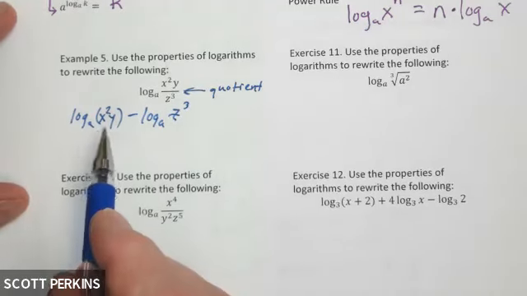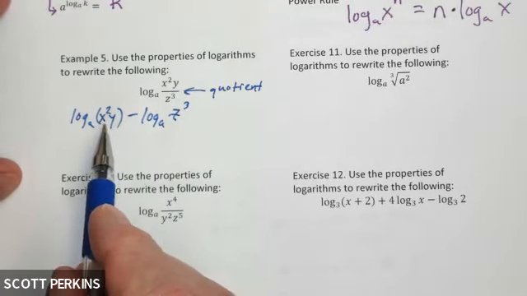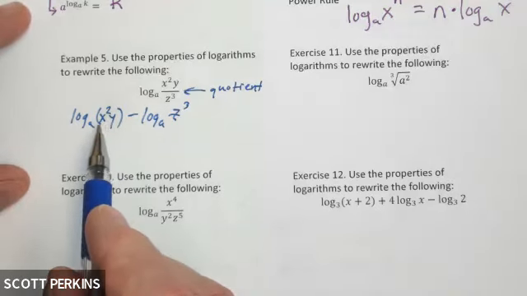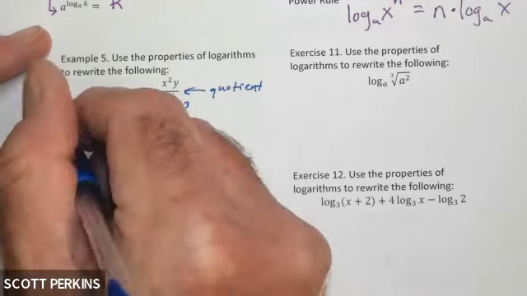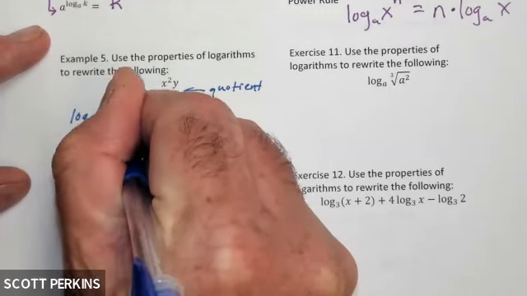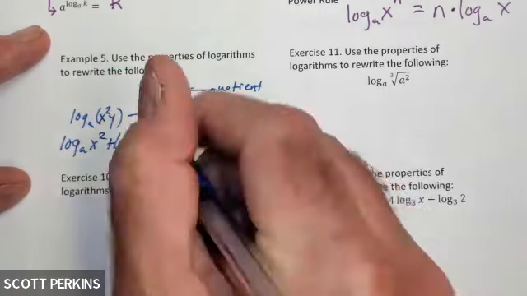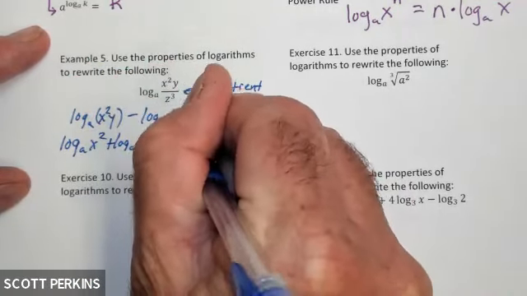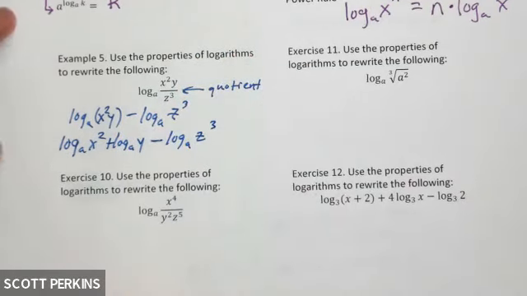Second thing I'm going to do is I notice I've got a product in this first logarithm, so I'm going to use the product rule. Product rule says when you're multiplying what you do is you add the powers. So I'm going to add. So I'm going to take log base a of x squared plus log base a of y minus log base a of z to the third.